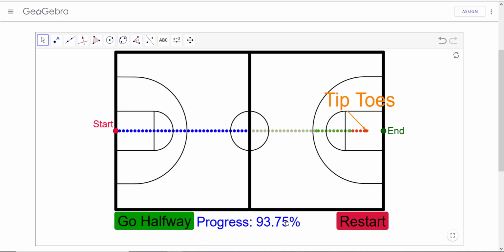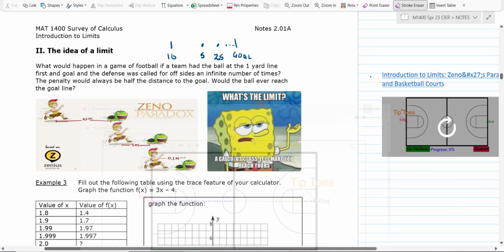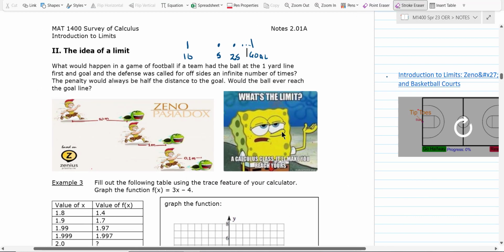Now we're at 93.75. So as we continue to go halfway, notice that we're never going to reach the 100% mark of the journey in the mathematical realm. All that's going to happen is this number is going to get closer and closer and closer to 100%. But the idea of a limit is that that's the number that you're approaching. So the limit is the 100%, even though the mathematics is never going to reach 100%. So in calculus, the idea of a limit is real central to everything that we're going to talk about here.